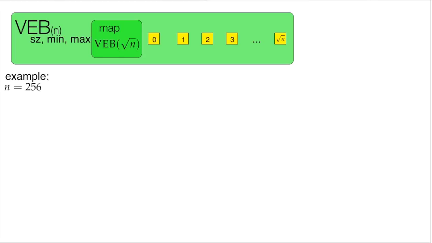So let me give you an idea of how one can use a data structure like this. Let's take an example. N is equal to 256, and so square root of n is equal to 16 here. And let's consider the element 55. To put 55 in this data structure, what we're going to do is first write this as a times square root of n plus b. So that's going to be 3 times 16 plus 7.